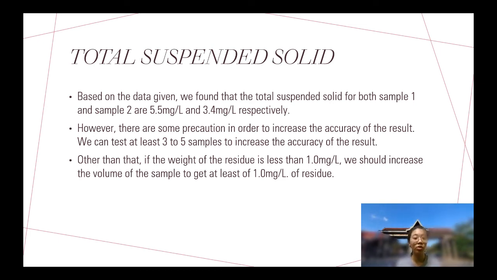However, there are some precautions to increase the accuracy of the result. We can test at least 3 to 5 samples to increase the accuracy of the result. Other than that, if the weight of the residue is less than 1 mg per liter, we should increase the volume of the sample to get at least 1 mg per liter of residue.